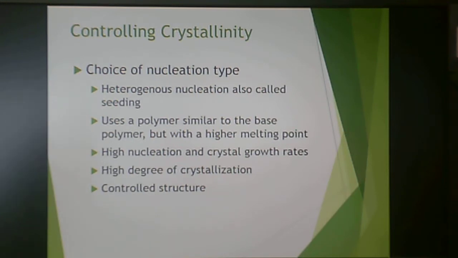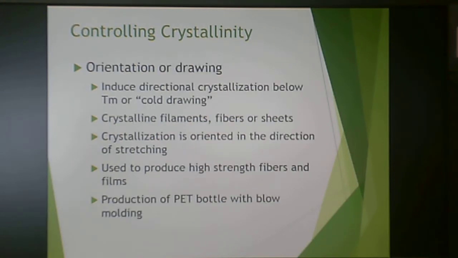You can nucleate. That is something to speed up the process of nucleation, so you get predictable crystal formation and predictable properties. I mentioned heterogeneous nucleation before. It's also called seeding. So you use a polymer that's similar to the base polymer, but it has a higher melting point. And that promotes high nucleation rates and high crystal growth rates. And that promotes a higher degree of crystallinity faster, and then you can control the structure. So then, when you control the structure, you can predict the properties.